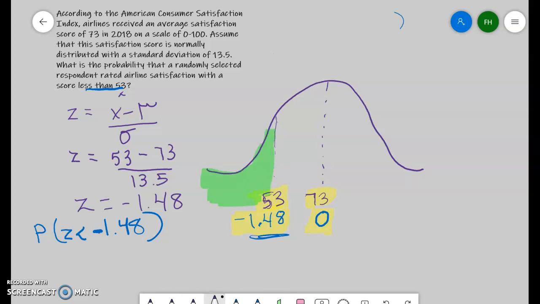Let's say if you wanted it to be the probability of it being greater than that, well, you would say the whole area of this curve is 1, so you would subtract out the probability under the curve, which we'll do in another video. So how do you find this probability?